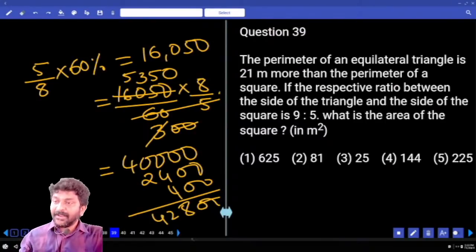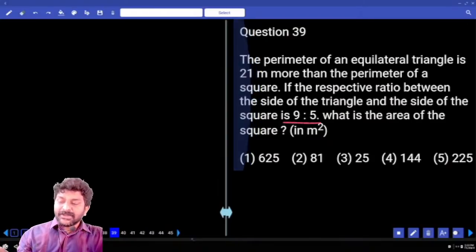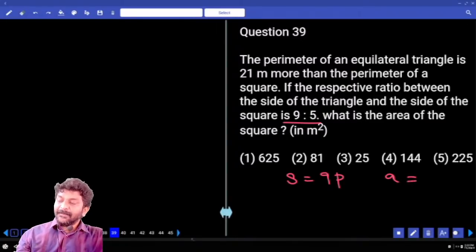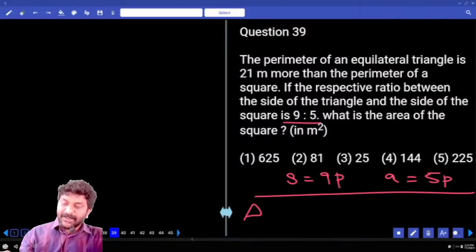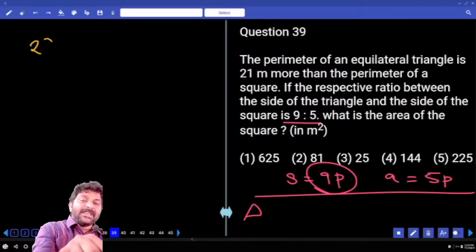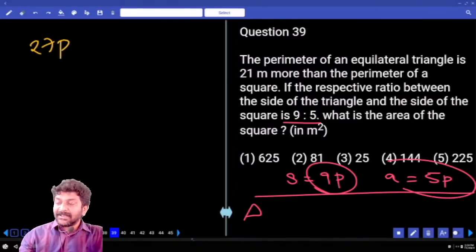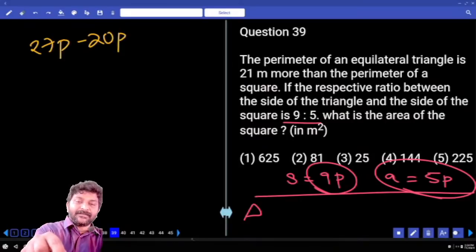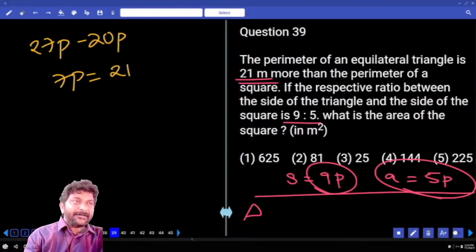Square area. Okay, right. So from the ratio, what is side of the triangle? Equilateral triangle? What is side of the square? Now perimeter of the triangle. For the triangle, what is perimeter? 3 times of side. Correct. 27 parts. Perimeter of the square, 4 times of it. That is 20 parts. How much is difference? 7 parts. Difference mentioned as 21 meters only. Right. That means 7 parts is equal to 21.